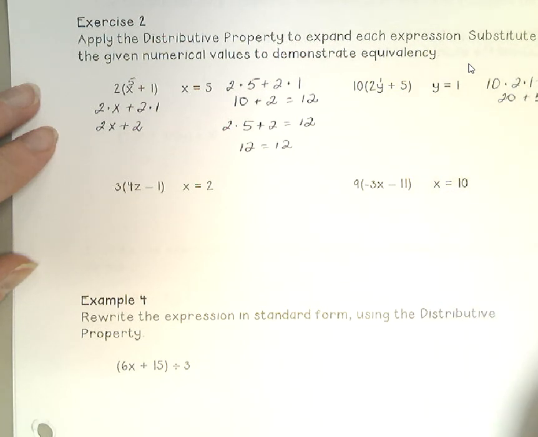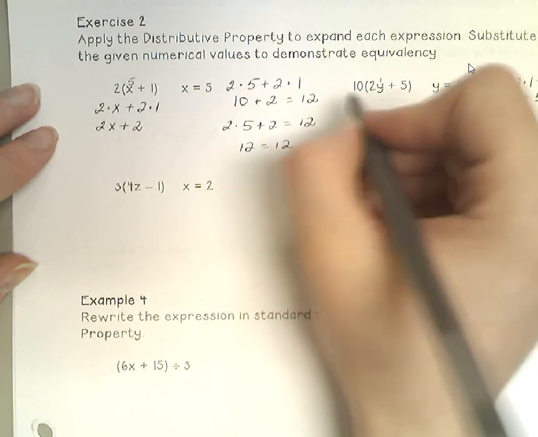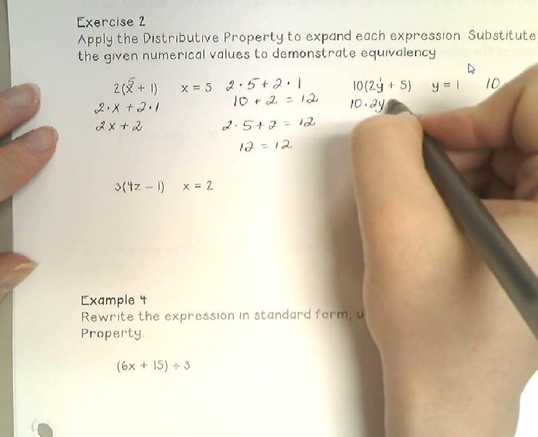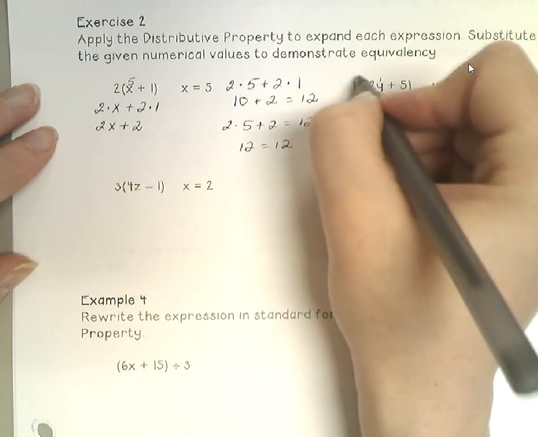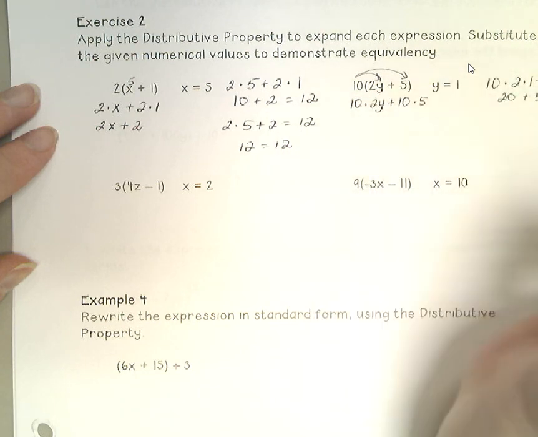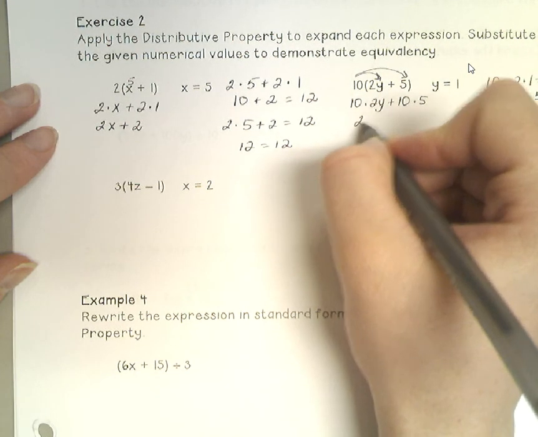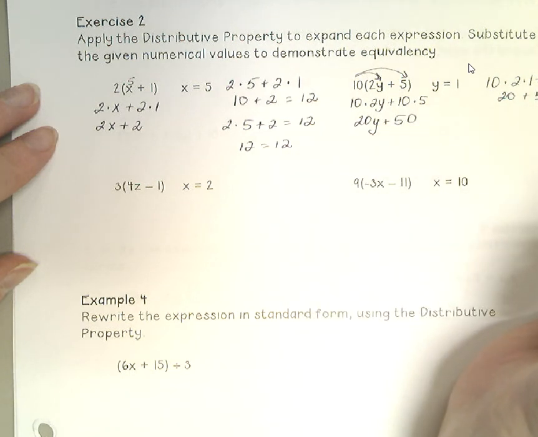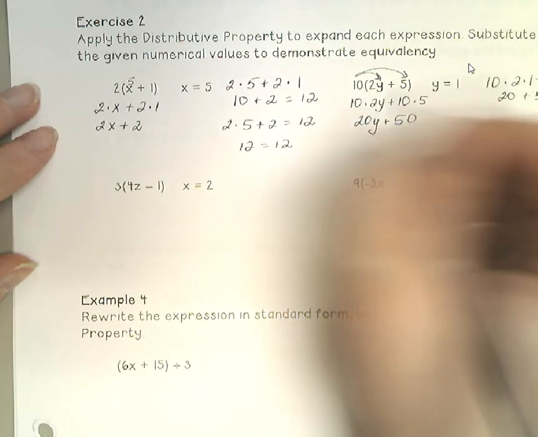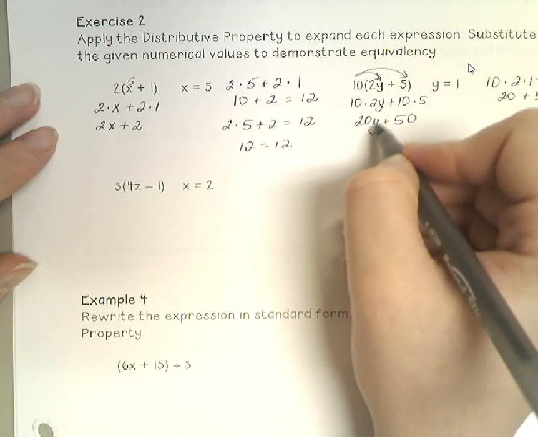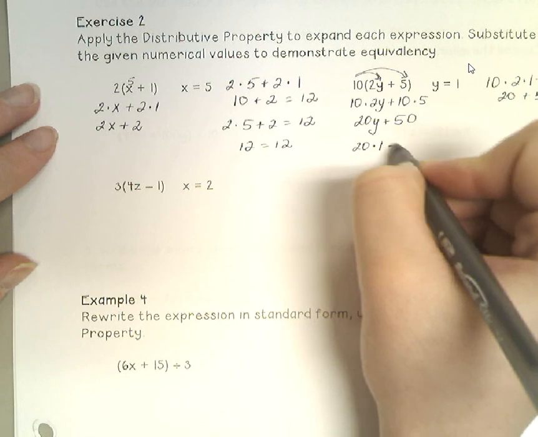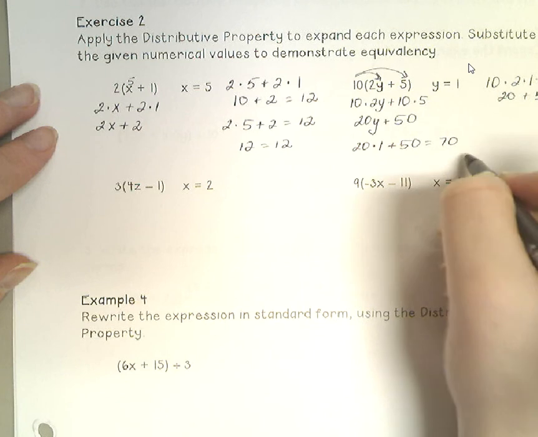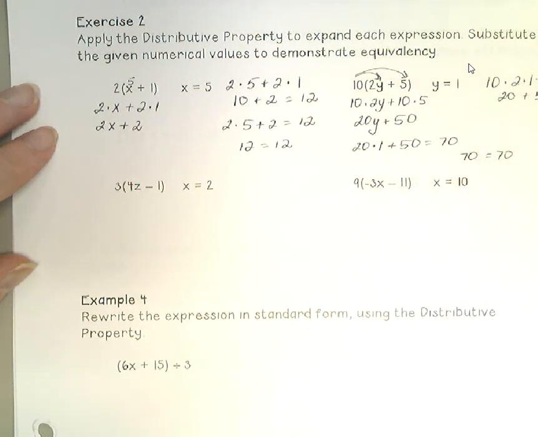Let's see if I can get 70 when I simplify my expression first. So 10 times 2y plus 10 times 5, because I'm multiplying 10 by both numbers inside the parentheses. I will have 20y plus 50. That's my standard form of this expression. And now I'm substituting 1 for y. 20 times 1 plus 50. 20 times 1 is 20, plus 50 is still 70. 70 equals 70. I got it all right.